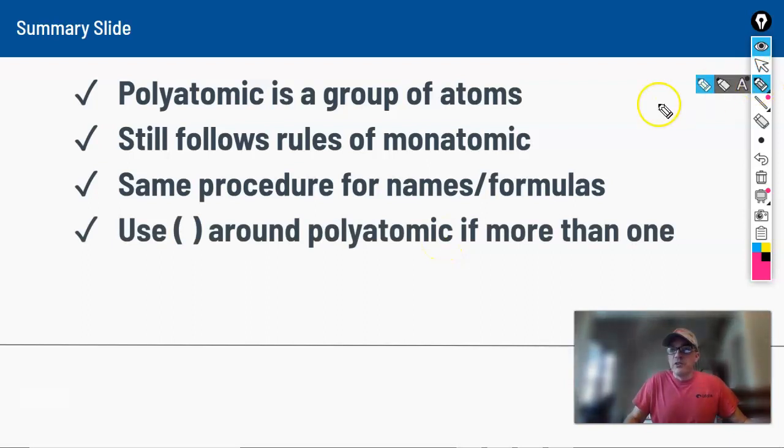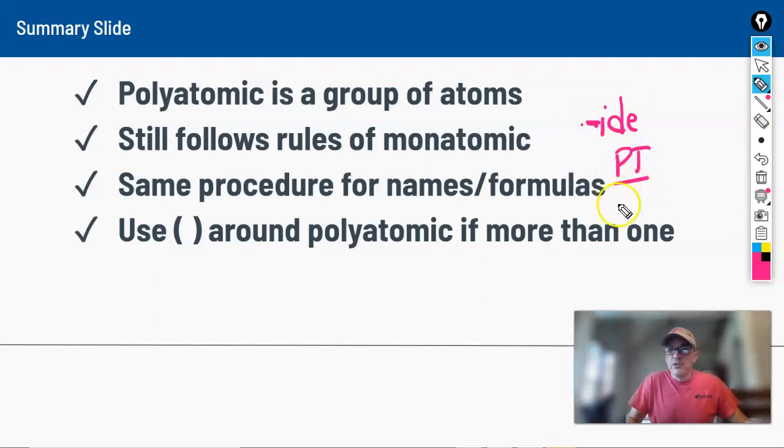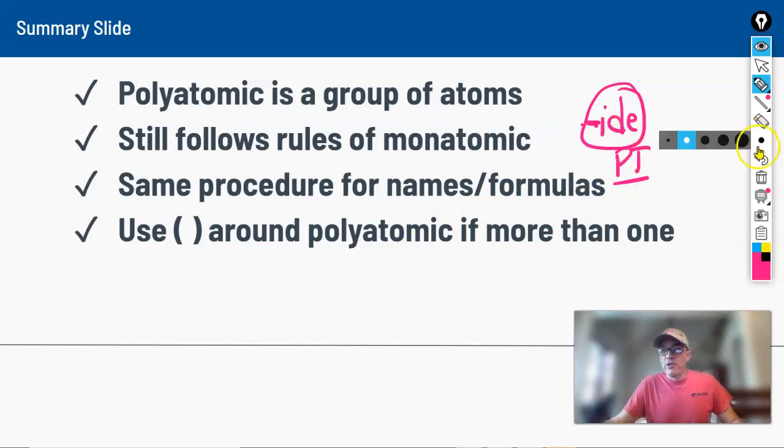The key thing to remember is that if it ends in an IDE, that means it's going to be on the periodic table. If it's not ending in an IDE, it's most likely a polyatomic, and we need to check our extra chart for that. And again, we will use parentheses around the polyatomics if we end up with more than one of them. If we only have one of them, we don't use the parentheses.